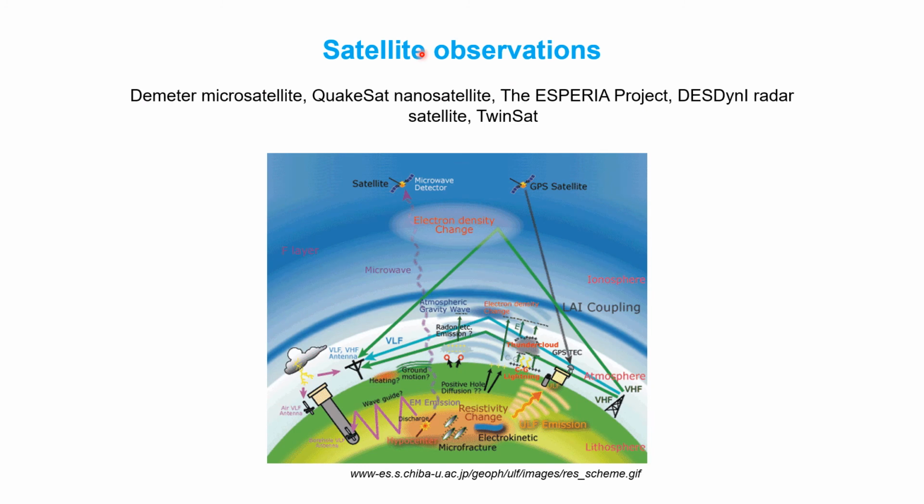And many scientists have deployed various satellites for earthquake monitoring. So, ito, yung dinedetect nila is the differences in electromagnetic in the area, electromagnetic emissions. So, yun yung ginagawa ng mga satellites na to, ng Demeter microsatellite, QuakeSat, and so on.